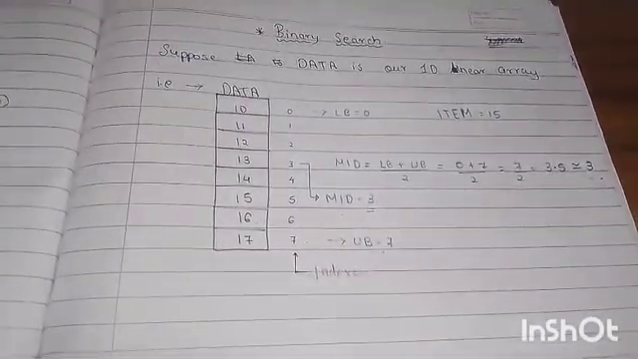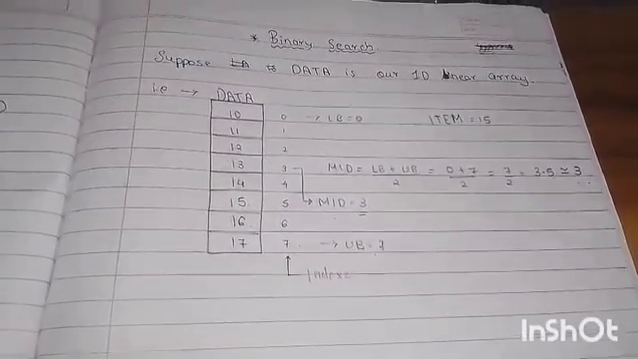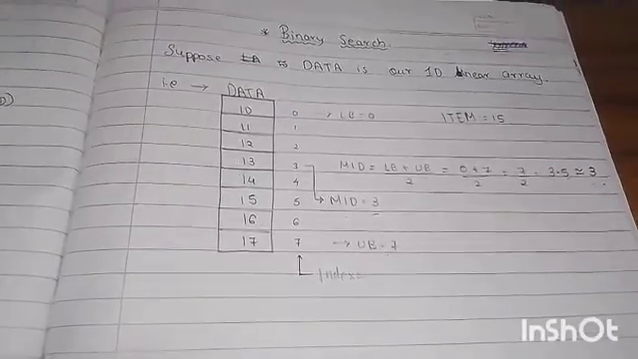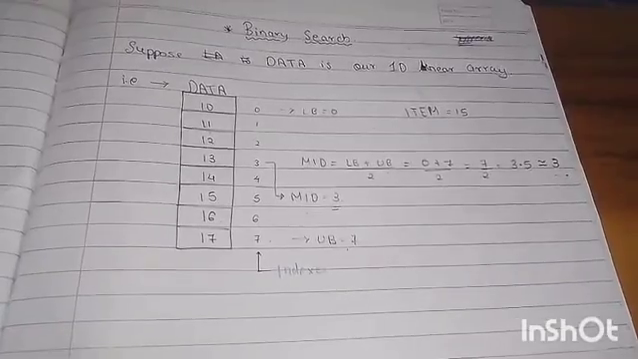In binary search, first of all, we have to check whether the array is in sorted form, either in ascending or descending order. Accordingly, we have to do further operations.